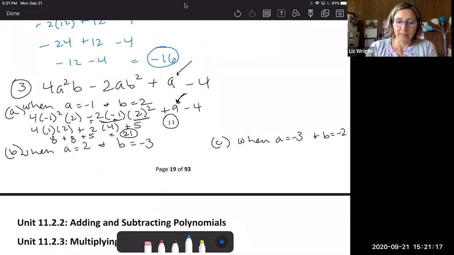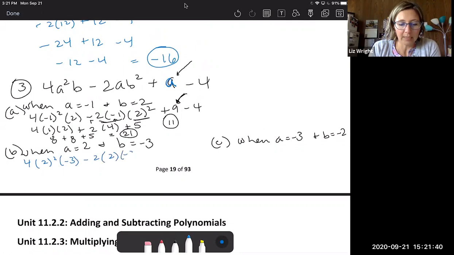Okay. So the next one, I'm actually going to read this as an A rather than a 9. Okay, so then for this next one, we've got 4 times 2 squared times the -3, minus 2 times the 2 times the -3 quantity squared. This time it's not going to be plus 9, it's going to be plus 2 minus 4. So you should have it set up like that.